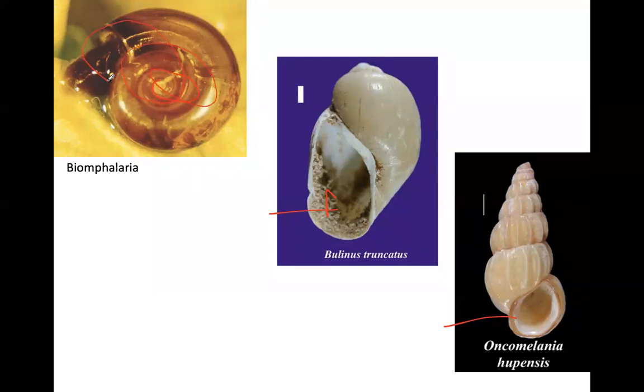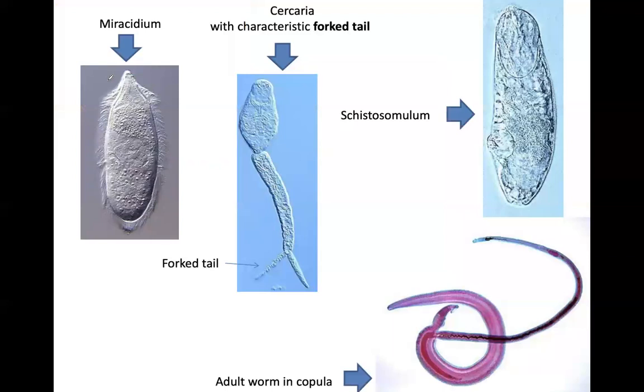Hope that's clear. This is for the vectors. And for the parasite themselves, they have different stages. It could be a miracidium, the ones that are cercariae, and then you could have schistosomulum. So the miracidium is usually ciliated. You could see here, this is the ciliated miracidium that helps it to move for mobility. The cercariae also have a forked tail.